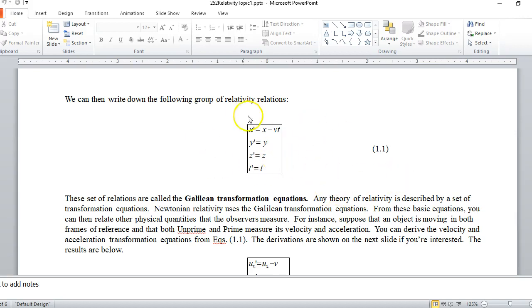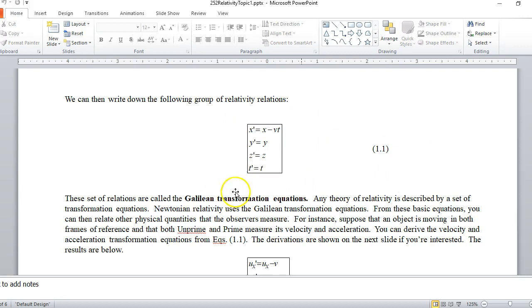We'll see that that's not the case in general, but in our everyday life, that's what it looks like. Okay, so these equations, 1.1, this is a statement of a relativity theory. We call these equations the Galilean transformation equations, and these form the basis of what we call Newtonian relativity, which is the relativity that we're used to in our everyday lives.